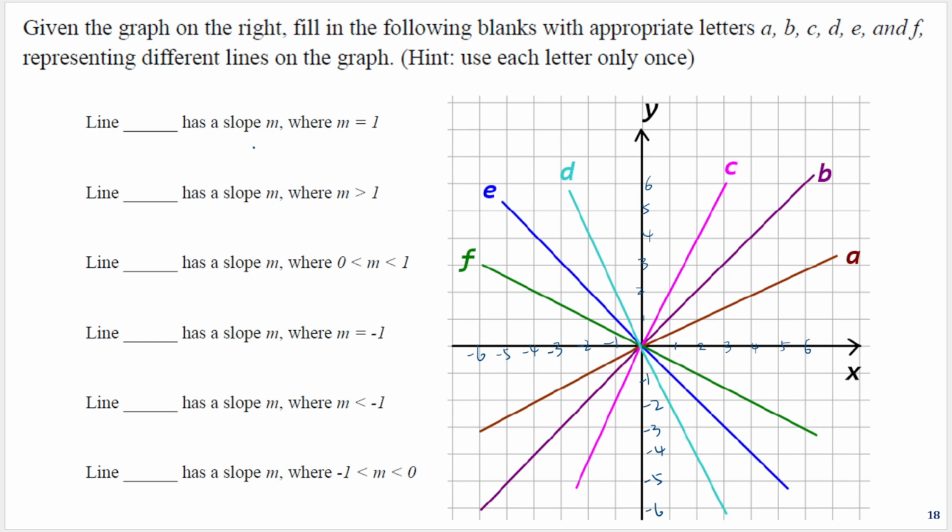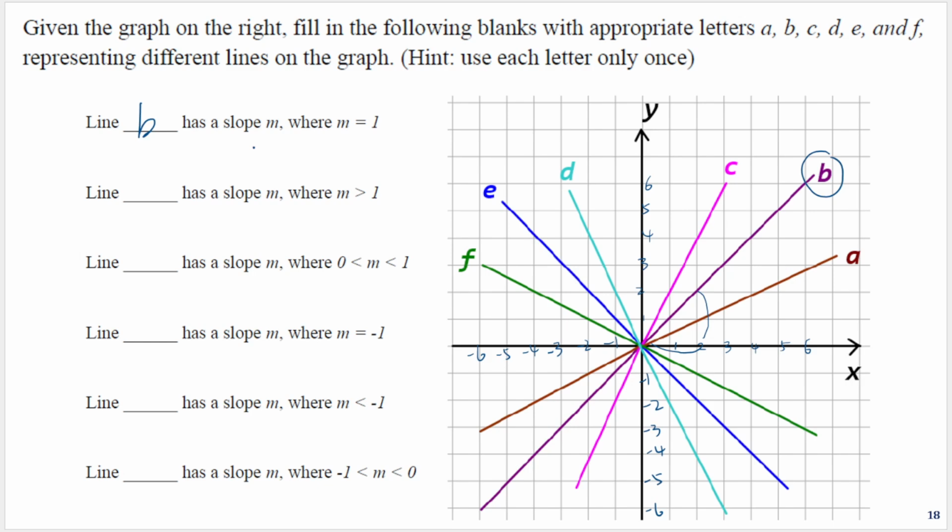All right, let's have a look at the solution together. Which line has slope equals 1? Line B has slope equals 1, right? Because we know that delta y equals delta x in line B. Therefore, line B has a slope 1, right?